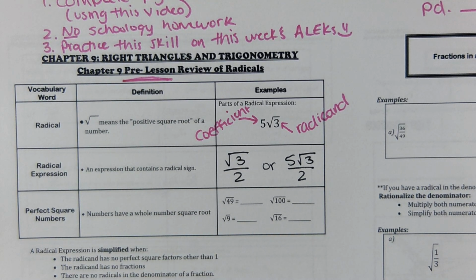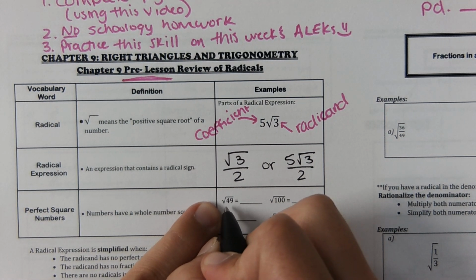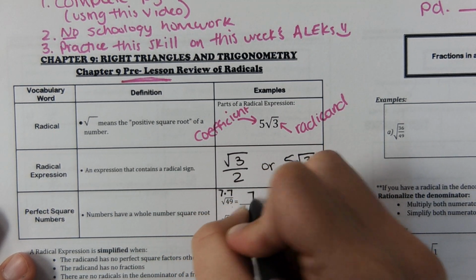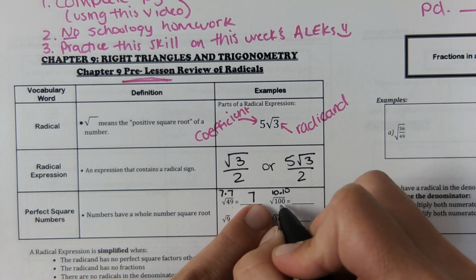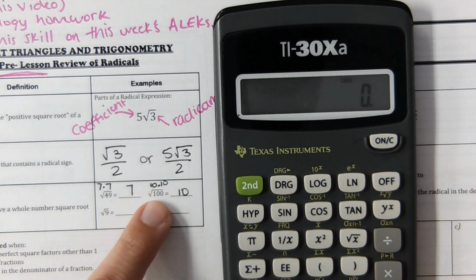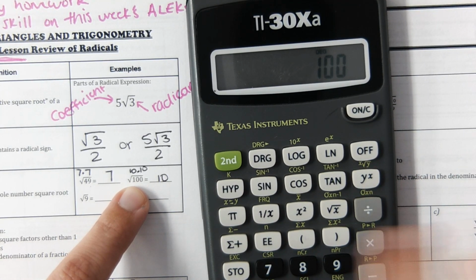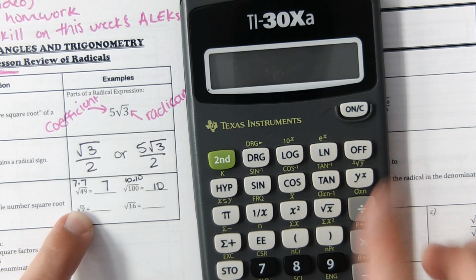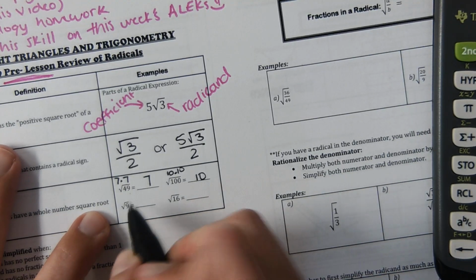You're probably most familiar with perfect squares. So this symbol right here is asking what two numbers can multiply to 49. We know that 7 times 7 is 49, so the square root of 49 would be 7. Or the square root of 100: we know 10 times 10 is 100, so the square root of 100 is 10. There's also a button in the calculator for this, so I'm typing in 100, and then the square root button will give you the square root of that number, 10. So the square root of 9 is 3, and that's because 3 times 3 equals 9.